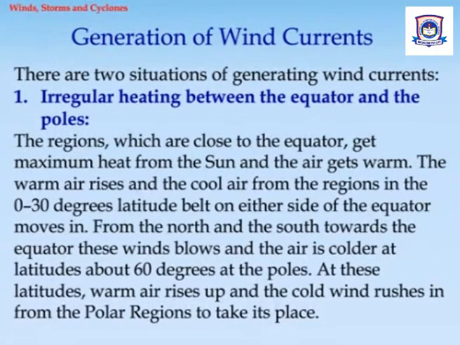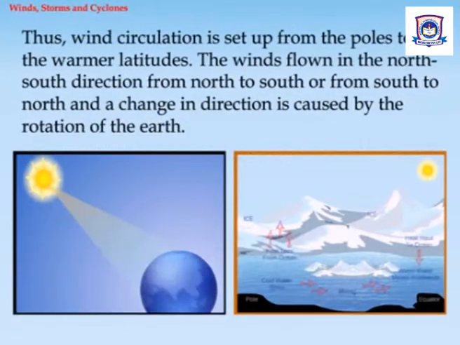From the north and the south towards the equator these winds blow, and the air is colder at latitudes about 60 degrees at the poles. At these latitudes, warm air rises up and the cold wind rushes in from the polar regions to take its place. Thus, wind circulation is set up from the poles to the warmer latitudes.